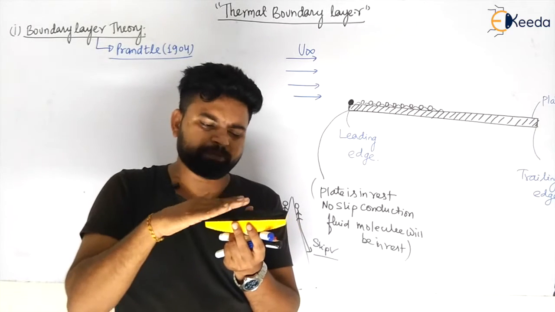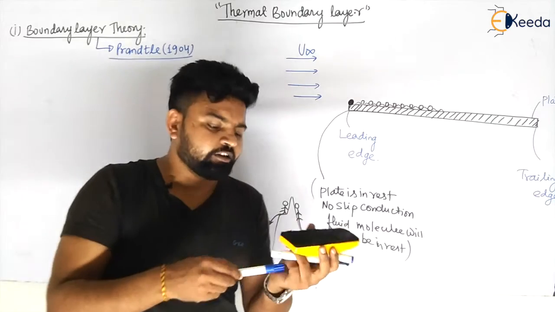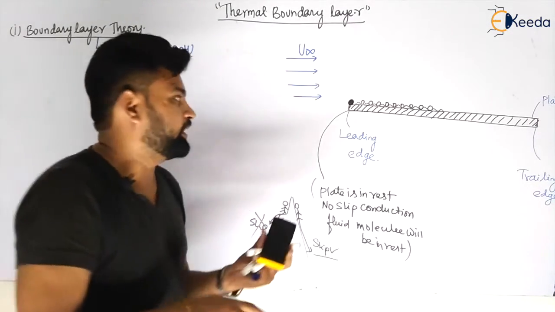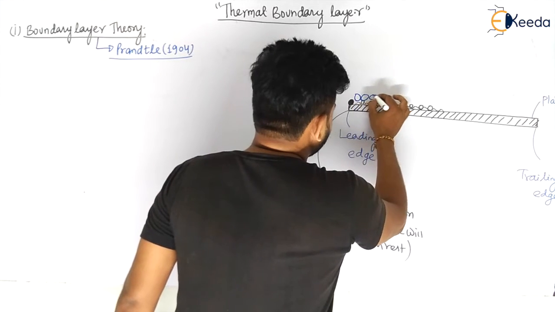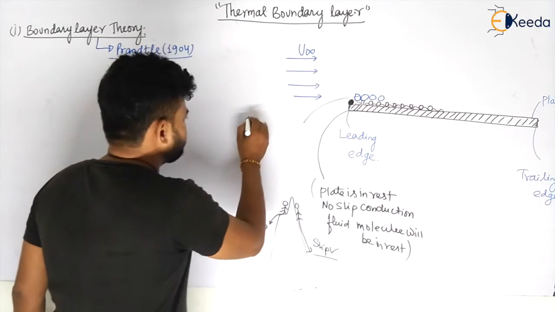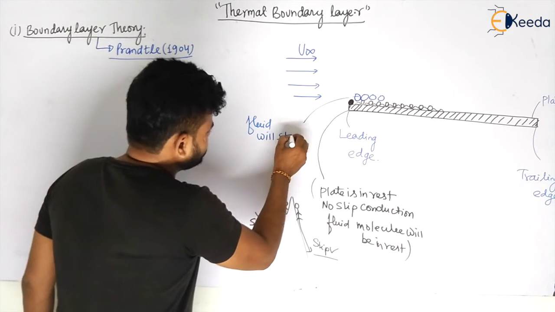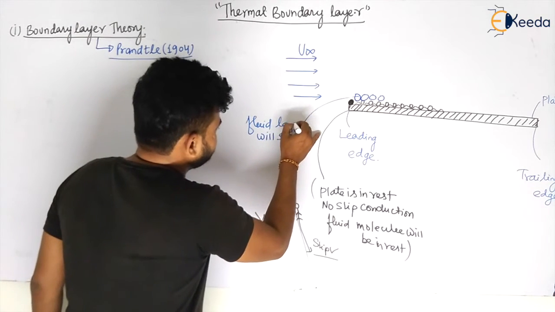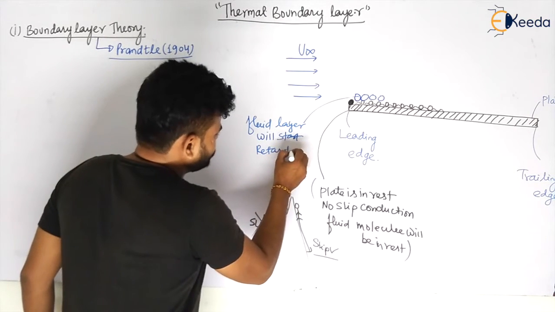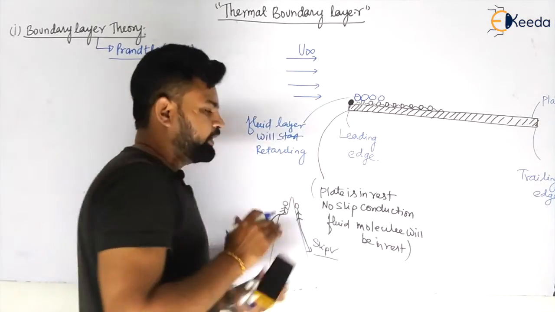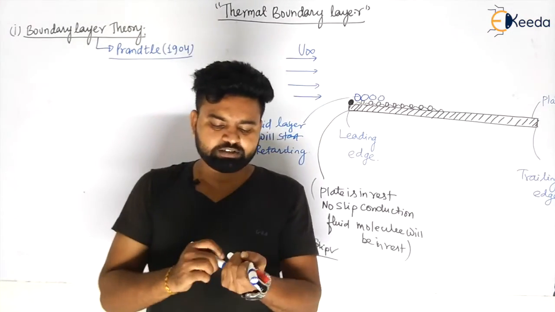Okay. Now what will happen? When this fluid is flowing over this, slowly the fluid layer will start retarding, my dear students. The velocity of these fluid layers, so then another layer will be there. So one layer is there, my dear students.